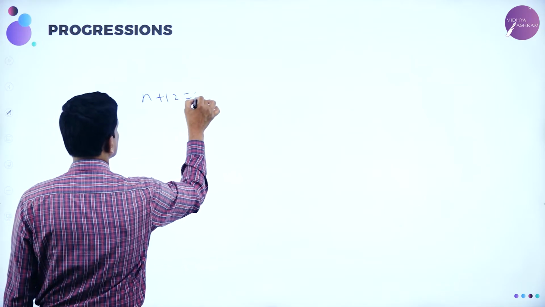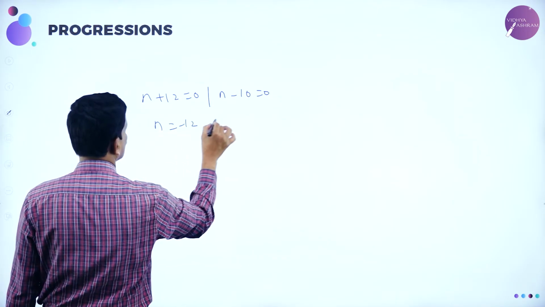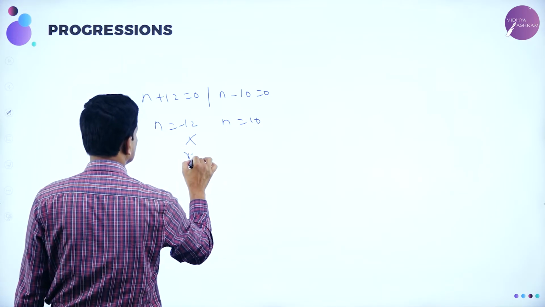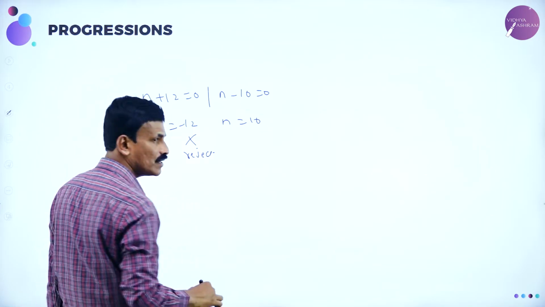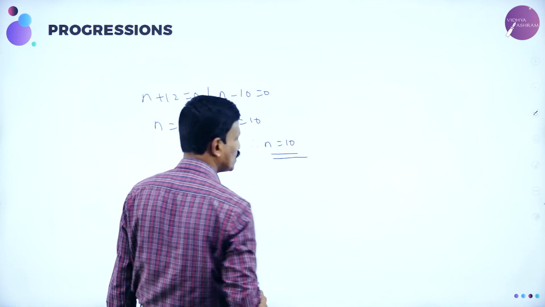n plus 12 is equal to 0 or n minus 10 is equal to 0. n is equal to minus 12 or n is equal to 10. n cannot be negative, we can reject this. So therefore, n is equal to 10, which is the required answer.